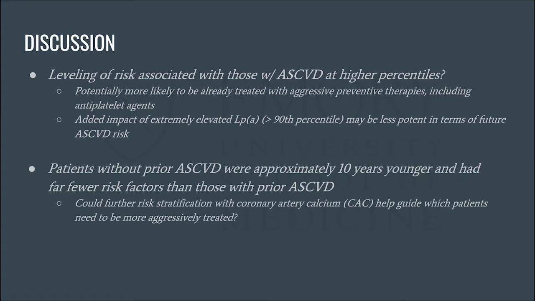In addition, for those patients that didn't have prior ASCVD, as we mentioned, they're about 10 years younger and had significantly fewer risk factors for ASCVD. Well, once we get that lipoprotein A level, is there something else that we could use to risk stratify these patients a little bit more with regards to whether we need to put them on statin therapy or not, say if they fall into that 71st to 90th percentile range, give or take? So maybe the addition the authors mentioned of including coronary artery calcium scores for these patients could also guide those that may need to be more aggressively treated earlier on.